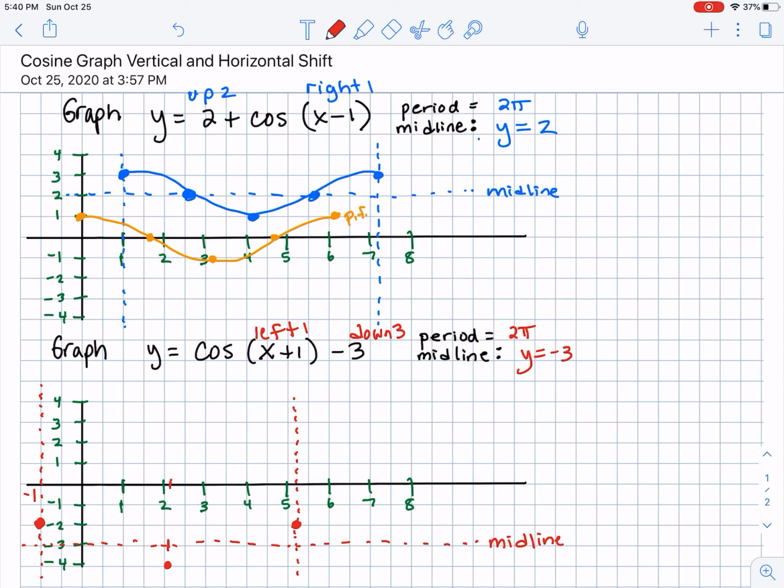And if I look between, say, this negative 1 and this 2.14 and think halfway, that's the same as if I would take that pi over 2, which is 1.57, and subtract 1. So I need 0.57 as my 0. And if I take that 3 pi over 2, which is 4.71, and I subtract 1, that's 3.71. And notice those zeros happen at that midline. And here is your cosine function of y equals cosine of x plus 1 minus 3.